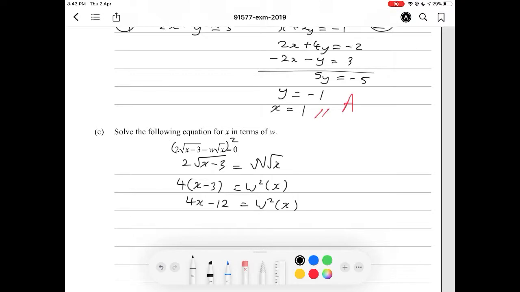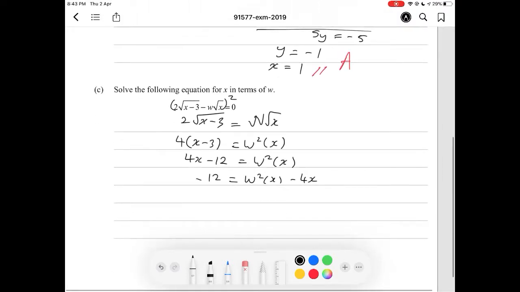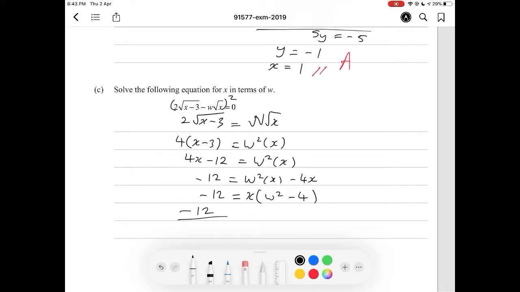Alright, so what should we do here? So -12, we can move 4x to the other side. So we can say -12 equals w squared times x minus 4x. And on the right hand side, we have grouped the x's together. So now we can take x as a common factor. So -12 equals x times (w squared minus 4). And therefore, -12 over (w squared minus 4) equals x. And that should be your final answer here.